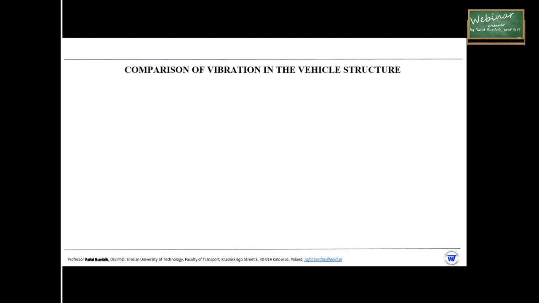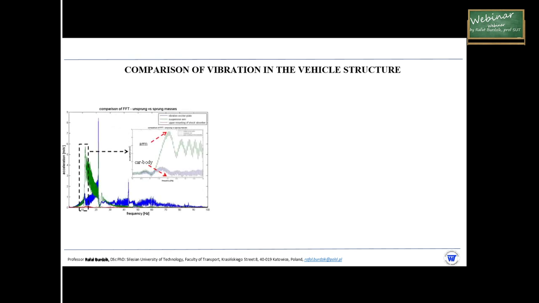Okay, so next is a comparison of vibration in the vehicle structure. If we compare the vibrations, the blue one is the vibrations of the excitation. The green one is on the arm of the suspension. We can clearly see the places of the car body, which is the upper mounting of the suspension, and the suspension arm; these are the results. The difference in the amplitude of these signals shows us how efficiently the shock absorber is working.